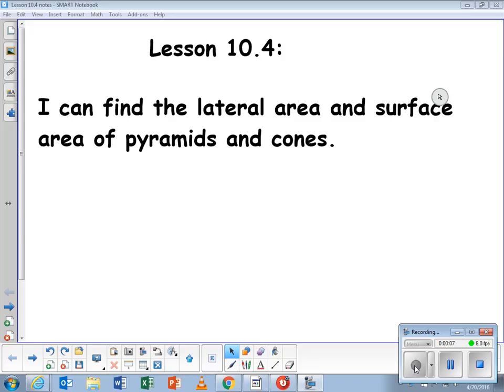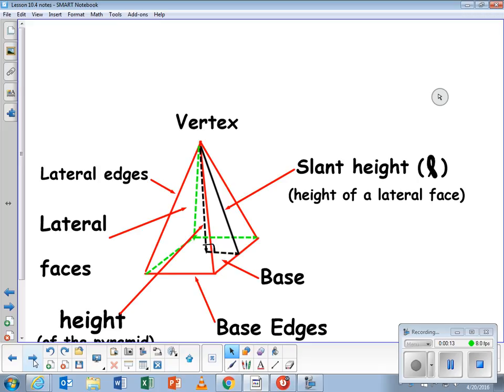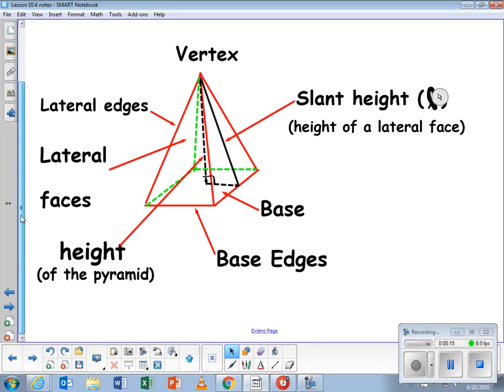Surface area of a pyramid and a cone. Very similar to what we've been doing, except when we look at, in this case, a pyramid. Let me move this out of the way. When we look at a pyramid, we notice it only has one base, doesn't it? And so that's the key difference in our formulas and in our work.